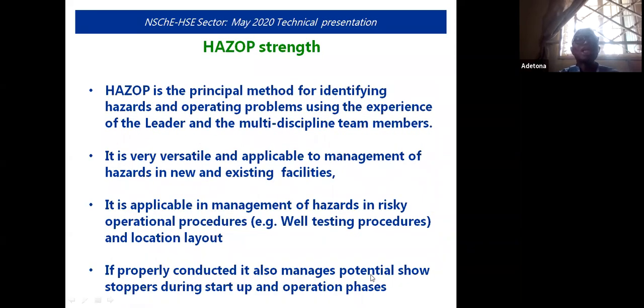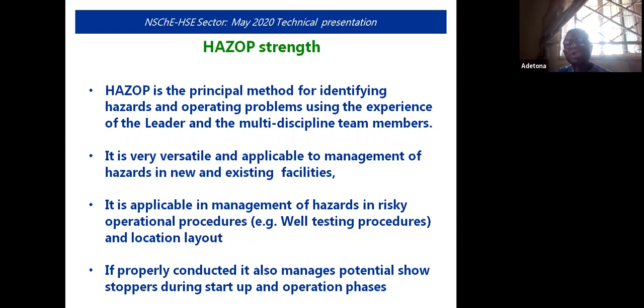Now, what are the strengths of Hazop? Hazop is the principal method for identifying hazards and operating problems using the experience of the leader and the multidisciplinary team members. It is very versatile and applicable to management of hazards in new and existing facilities. It is applicable in management of hazards in risky operation procedures.